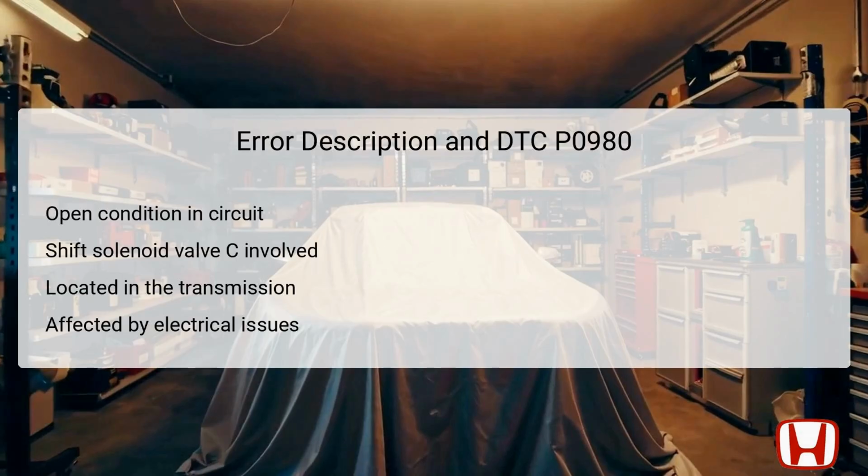The DTC P0980 signifies an open circuit condition within the shift solenoid valve C, which is integral to the transmission system's functionality. The shift solenoid is a critical component that regulates hydraulic pressure to shift gears effectively. Situated within the transmission assembly, it operates under the direction of the powertrain control module, PCM, which controls its activation based on various inputs. When an open circuit occurs, the PCM receives no signal from the shift solenoid C, which directly affects the transmission's ability to shift into second or fifth gear.